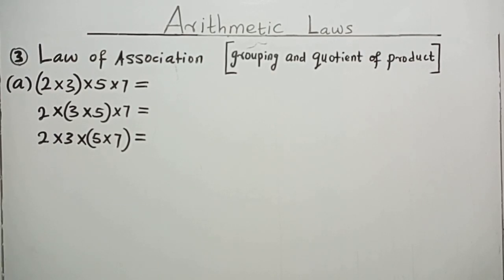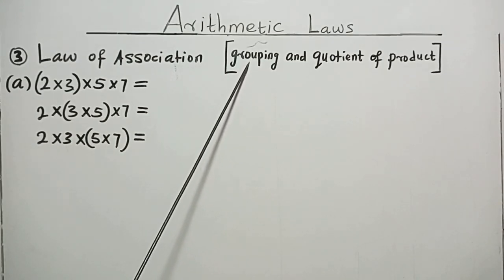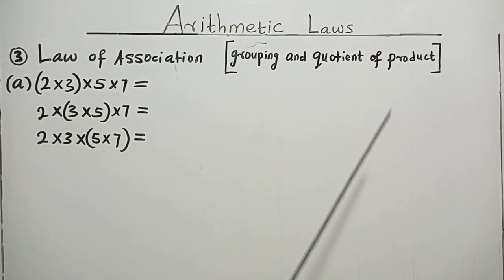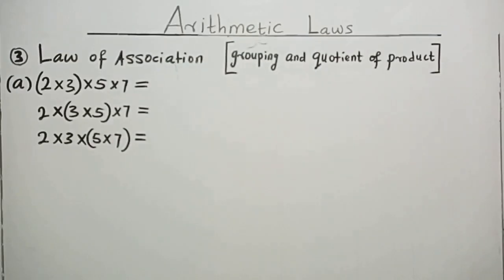Now let us take on the third arithmetic law, and that is the law of association. In this law, we are concerned with grouping of numbers during number operations, and afterwards, quotient of products. In quotient of products, we learn how to get an answer when we divide a product by a number or a term. Let us start with the first, which is grouping of numbers during number operations.